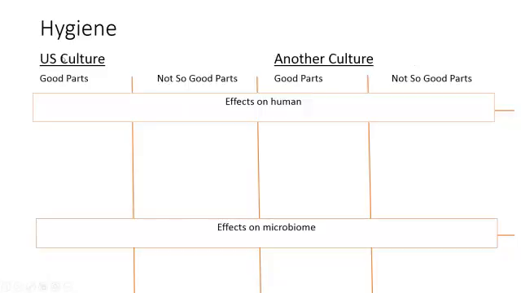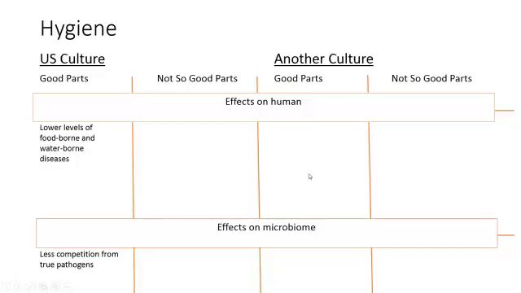So let's look at the good parts of U.S. culture as it relates to hygiene, and then the not so good parts as it relates to humans, and then the effects on the microbiome. We do have lower levels of foodborne and waterborne diseases. For the microbiome, that means less competition from true pathogens like cholera and salmonella and some of these other true pathogens that don't play nice in the microbiome. They have a tendency to take over.